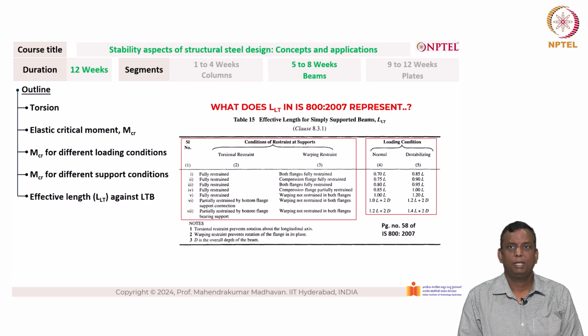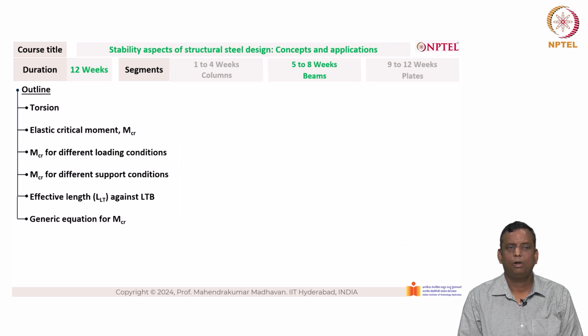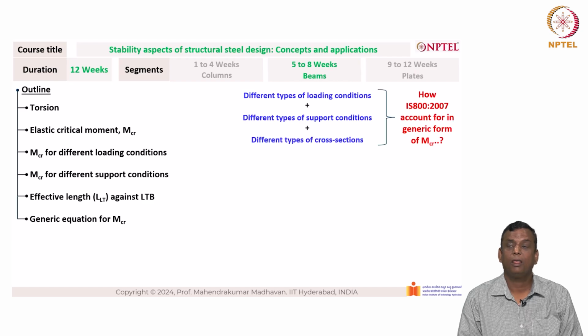So what does L sub LT in IS 800 represent? We will talk more about that. Now we will also try to come up with a generic equation for MCR. The generic equation is a function of different types of loading conditions, different types of support conditions, and different types of cross sections. We will see how IS 800 2007 accounts for these in the generic form of MCR.